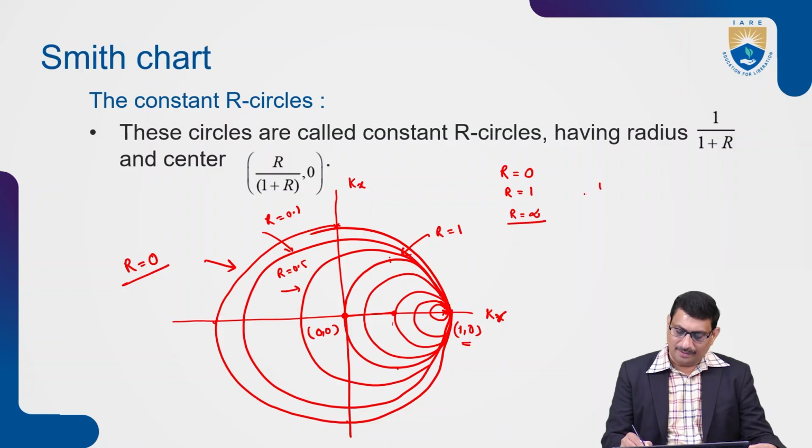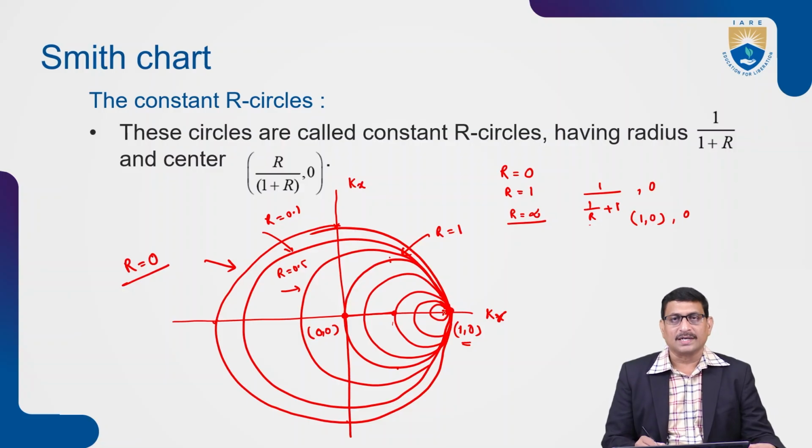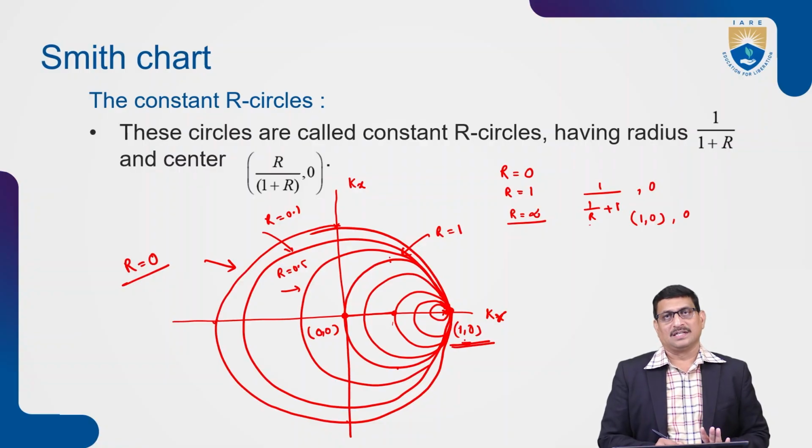If r is equal to infinity, the center is at 1 comma 0, and the radius is 0. That means 1 comma 0 is the center and 0 is the radius, meaning the point itself. Or if you see here, all the r circles pass through a point called 1 comma 0. All r circles pass through the point 1 comma 0.